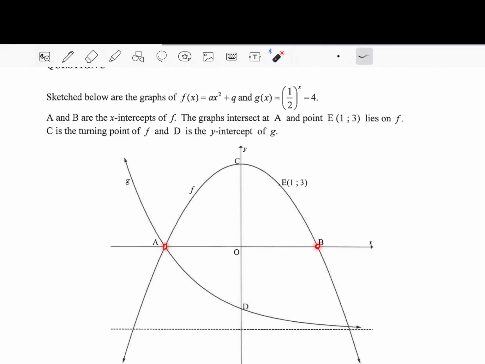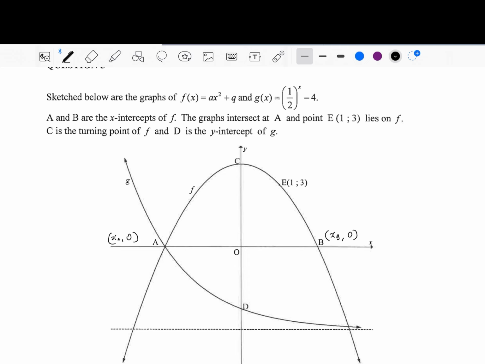Where B is our x-intercept. So we are told this is our x-intercept. So if this is our x-intercept, then we know the y value of this x-intercept. The y value of the x-intercept is 0, but we don't know the x value, right? So we don't know the x value of B, but we know the y value of B is 0.